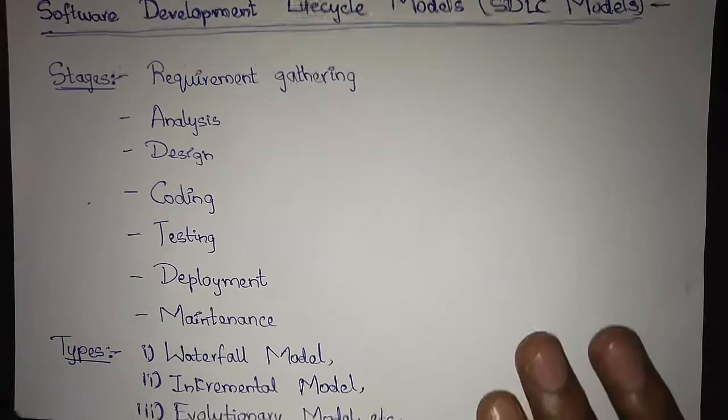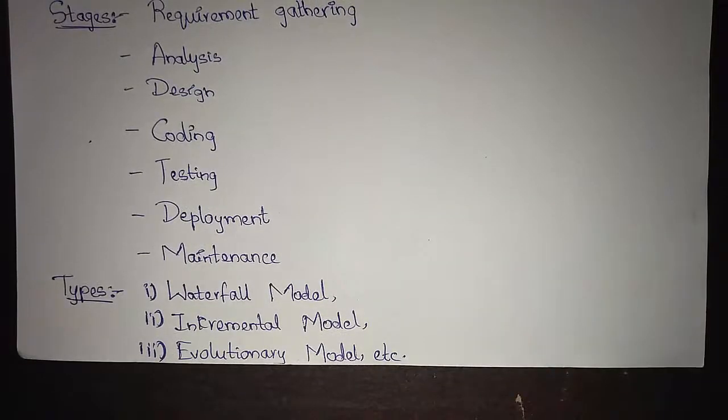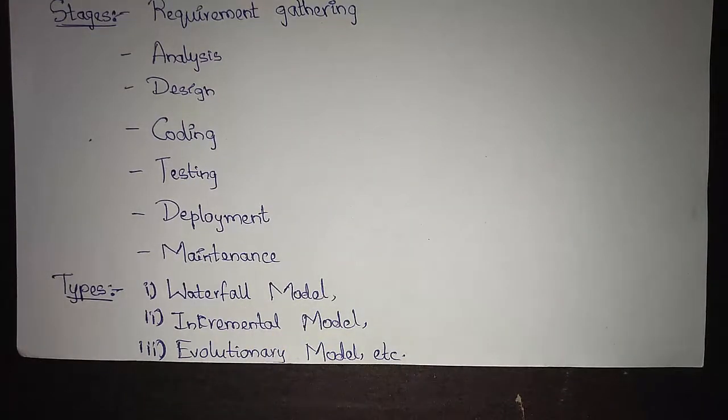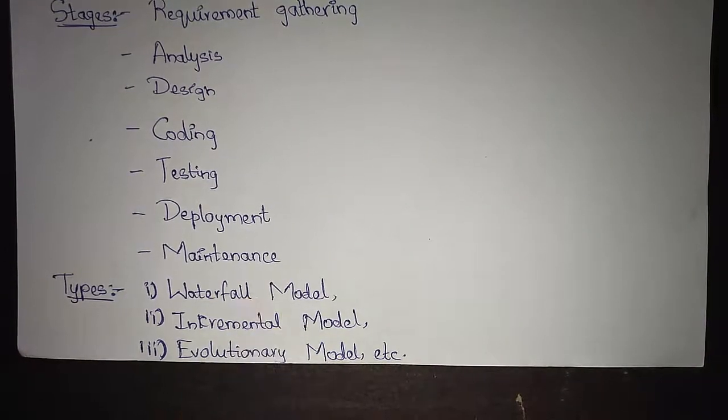Alright, so we are going to have three major types of process models or SDLC models: the waterfall model, the incremental model, and the evolutionary model. So what is a waterfall model?